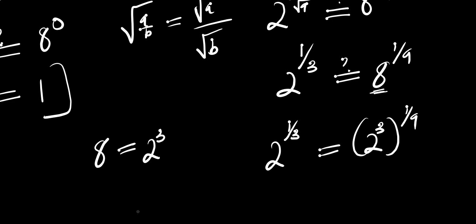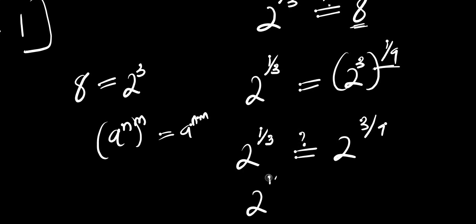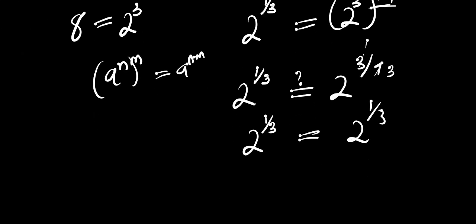Now, let's also remember this identity. A power n power m equals a power n times m. So we need to multiply these two exponents, 3 times 1 over 9. So you have 2 power 1 over 3 equals 2 power 3 over 9. So we have 2 power 1 over 3 equals, 3 can cancel 9, giving 2 power 1 over 3. Have you seen it? So what we have here is exactly what we have here.